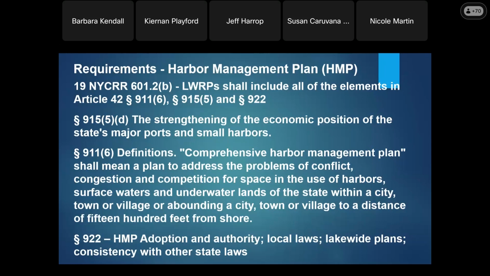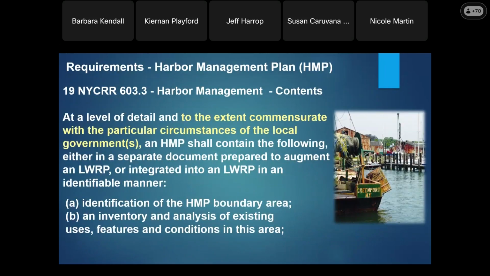So let's go into these requirements more specifically. 603.3 is where these contents are spelled out. And again, there's that phrase, to the extent commensurate with the particular circumstances of your community. And again, we recommend you use the checklist, both the inventory analysis checklist and the checklist for LWRP completeness. Those last 3 pages can be used as your chart to show where the different HMP requirements are in your LWRP. So those are 2 tools you can use.